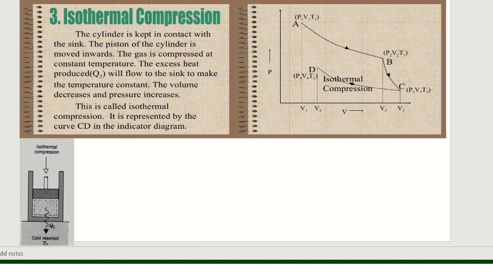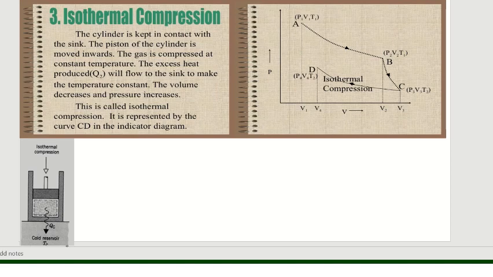Isothermal means the temperature remains constant, and this process is so slow that the gas in the cylinder gets compressed. The excess heat will be rejected towards the sink, keeping the temperature constant. Since it is compressed, the volume is going to decrease and pressure is going to increase, and this can be represented in the PV indicator diagram through the curve CD. This is the isothermal compression.